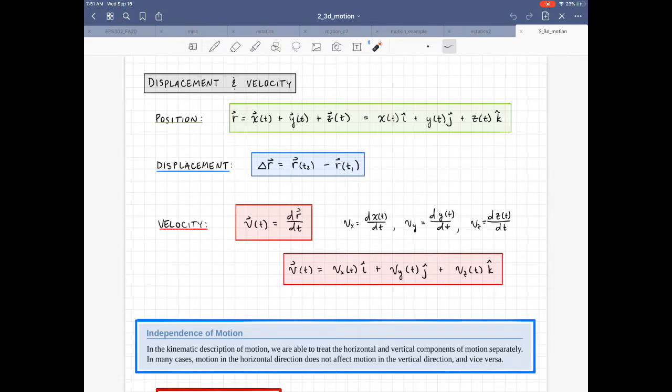And when we take the time derivative of the position vector, now that we've got three different functions, the x component of the velocity is just going to be the time derivative of the x position. The y component of the velocity is going to be the time derivative of the y position. And then the z component will be the time derivative of the z position. So our 2 or 3D velocity vector then is just in component form: vx in the x direction, vy in the y direction, and vz in the z direction.